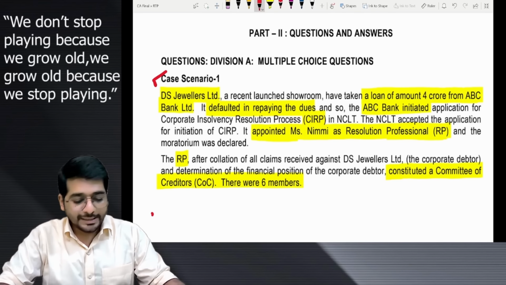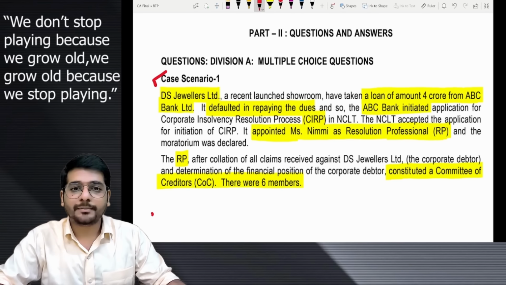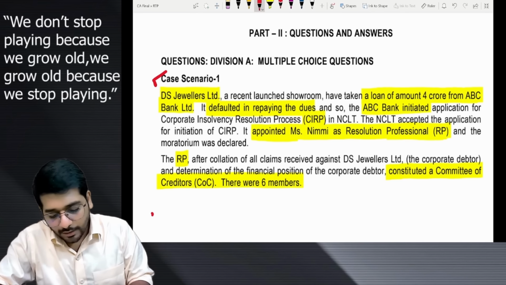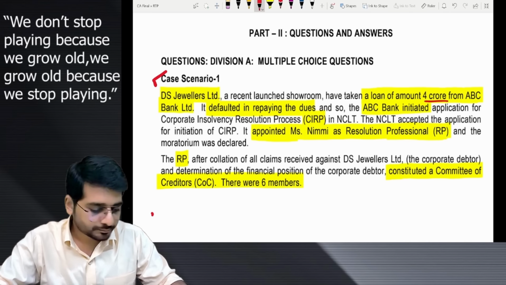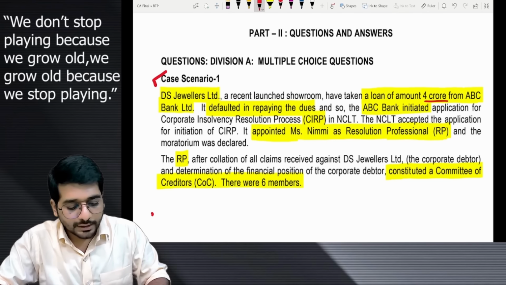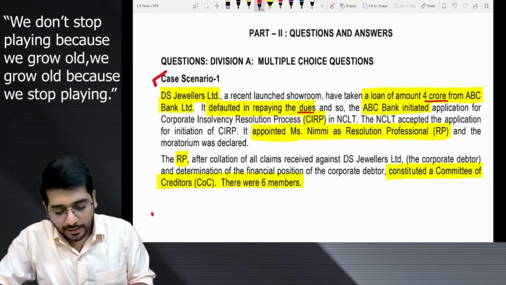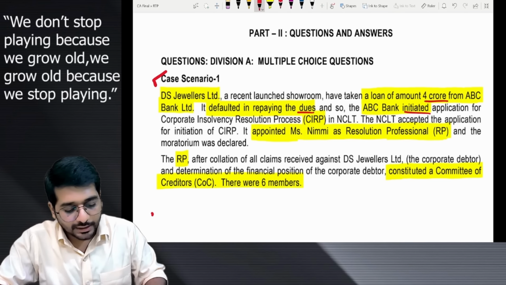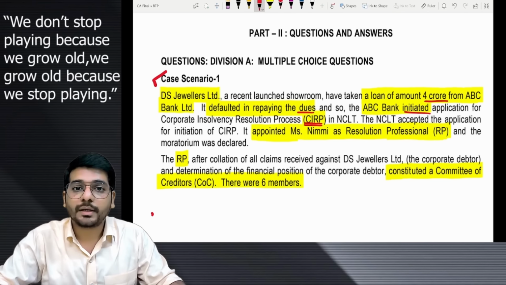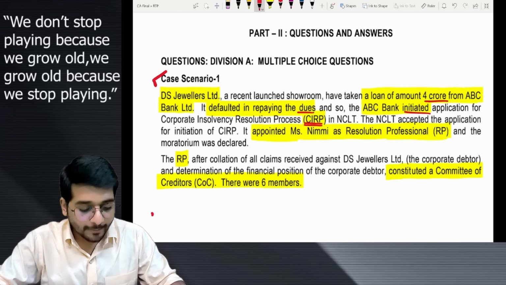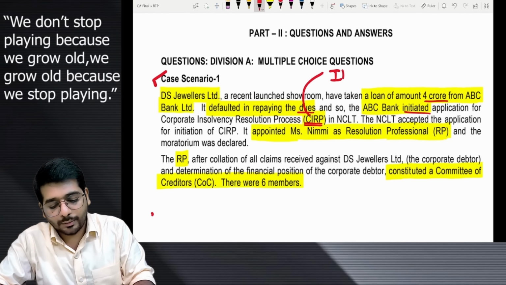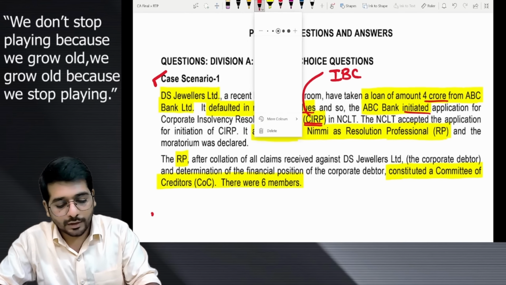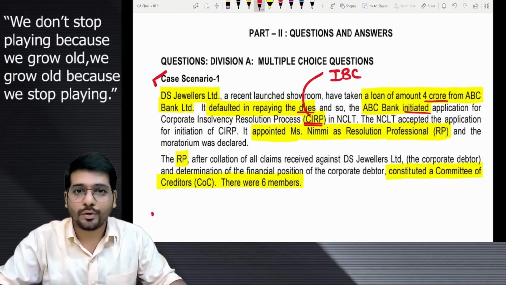DS Jewelers Limited has taken a loan. Loan of how much? 4 crores from ABC Bank Limited. Then they defaulted in the repayment of the dues. ABC Bank initiated CIRP. I hope you know what is CIRP: Corporate Insolvency Resolution Process. The moment I read the word CIRP, I come to know the question is from the chapter Insolvency and Bankruptcy Code, IBC.